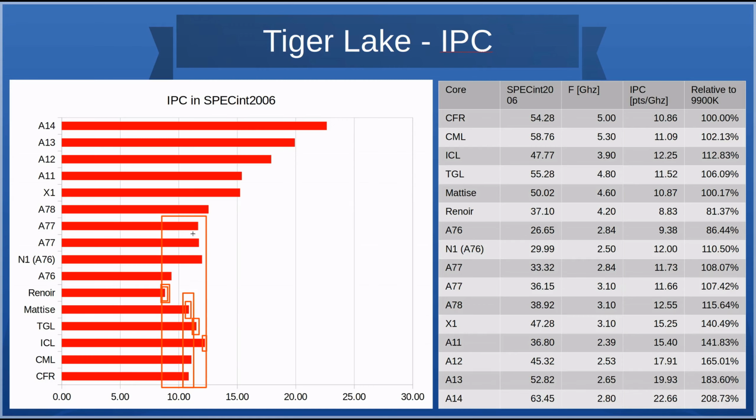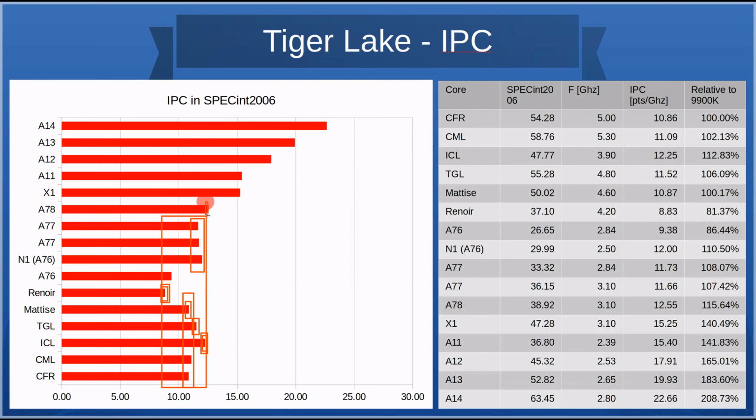But look at the ARMs here. The ARMs, Cortex A77, even the N1 Neoverse, are actually outperforming x86 CPUs. And only Ice Lake is kind of faster in terms of IPC here.